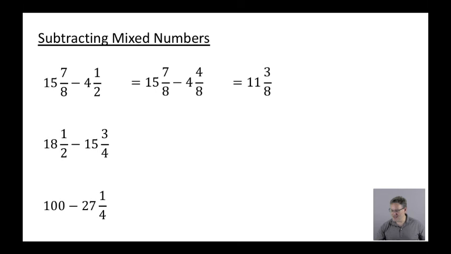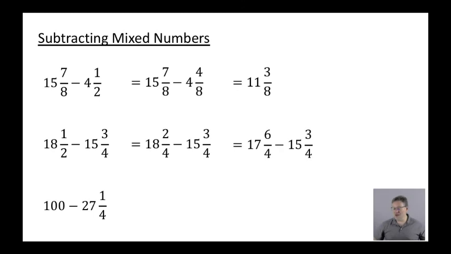18 and a half minus 15 and 3/4. Once again, we've got to get a common denominator on the fractions. 1/2 becomes 2/4. And here we can see an instance in which we have to do some borrowing. 2/4 minus 3/4: we need to borrow from the 18 to make it 17 and add another 4/4 to our fractional part. So 18 and 2/4 becomes 17 and 6/4. Now we can do the subtraction of both whole numbers and fractions. 17 minus 15 is 2. 6/4 minus 3/4 is 3/4.